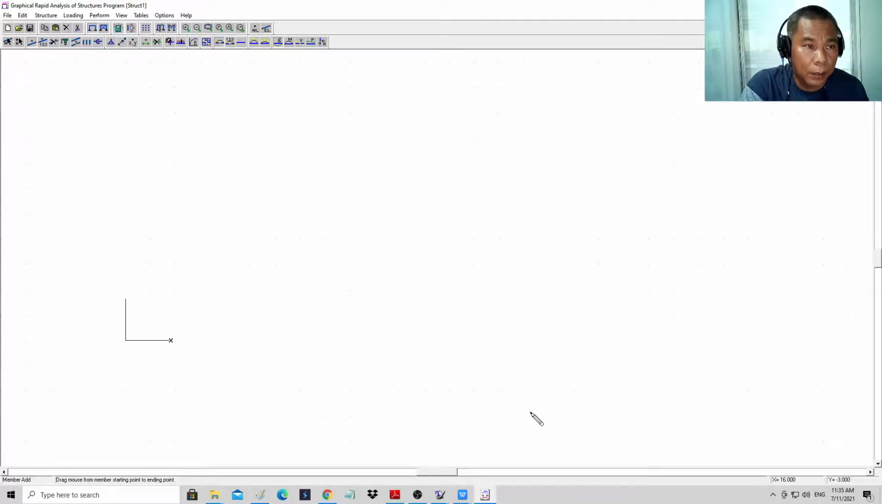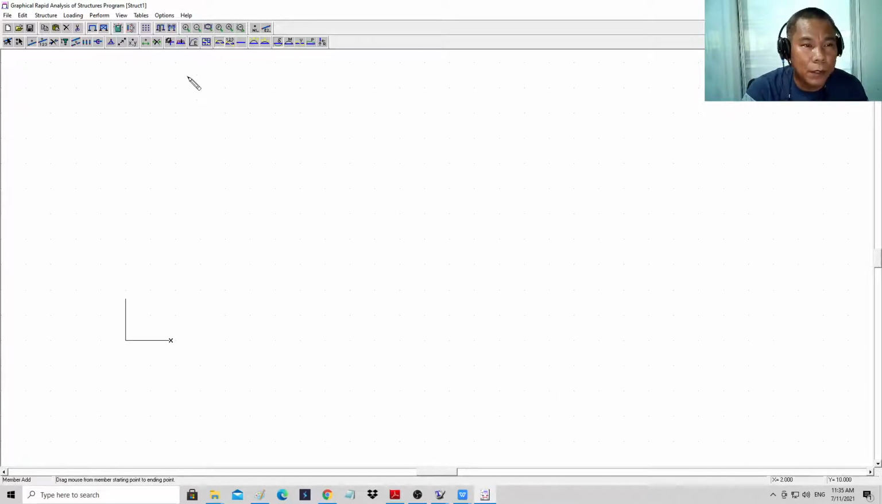Hi, today we will use the graphical rapid analysis of structures program for drawing the shear and moment diagrams of beams and frames. I just want to go back to our examples. Please look at our example so that you will be able to follow it.